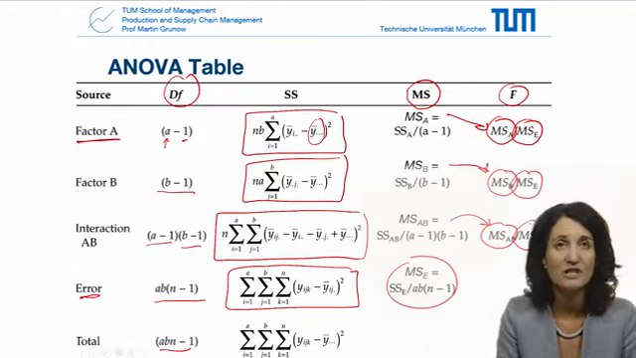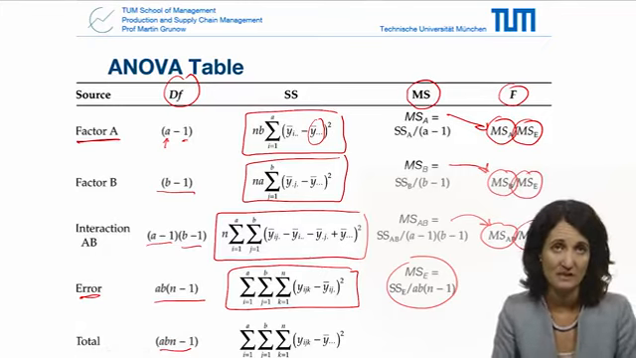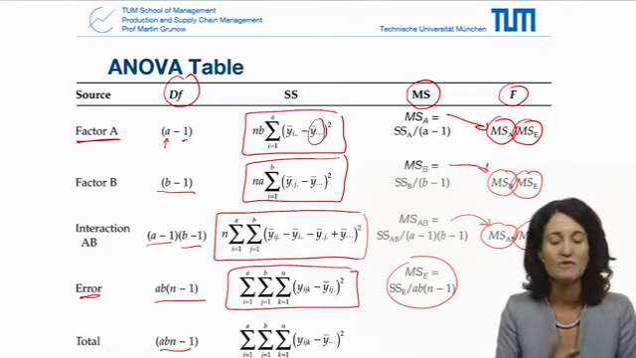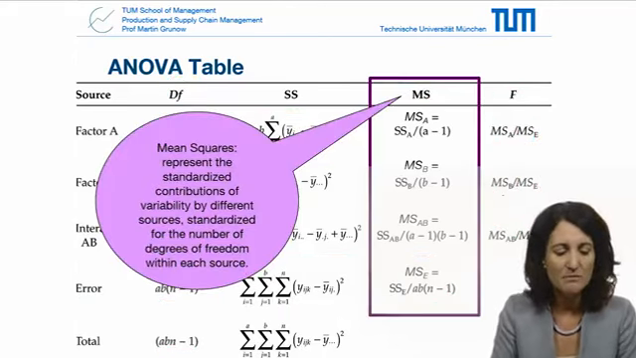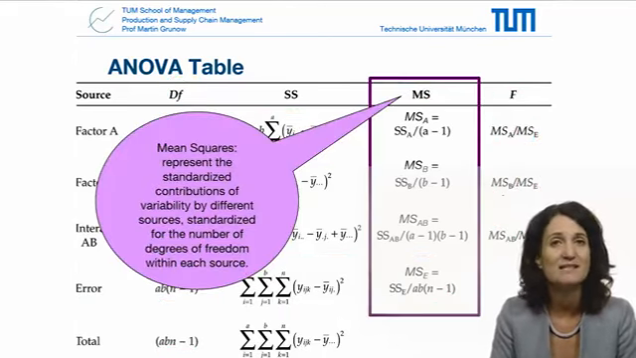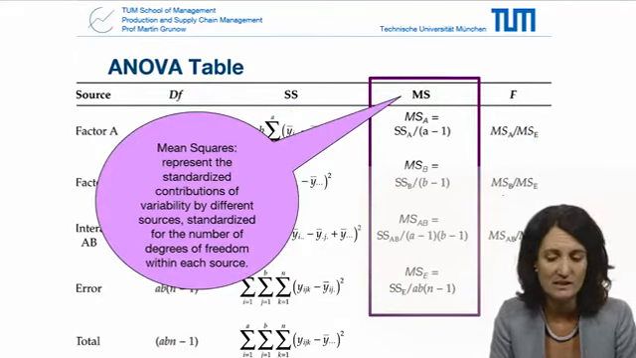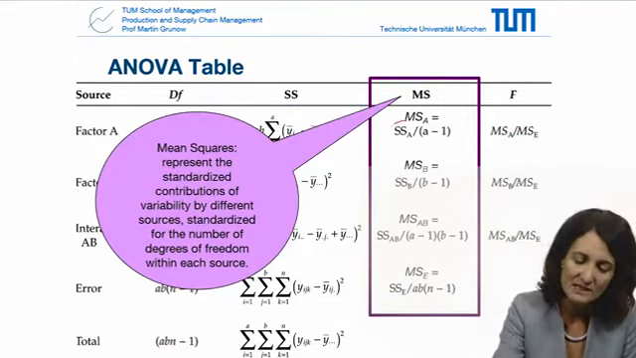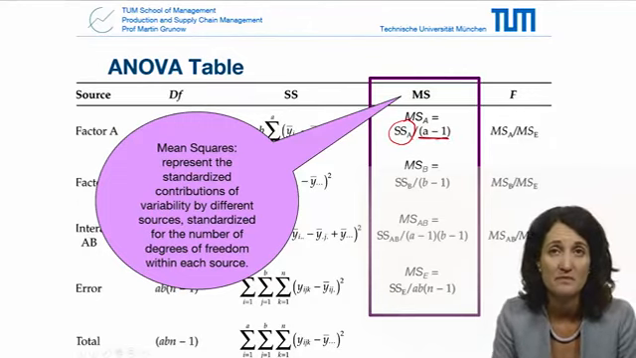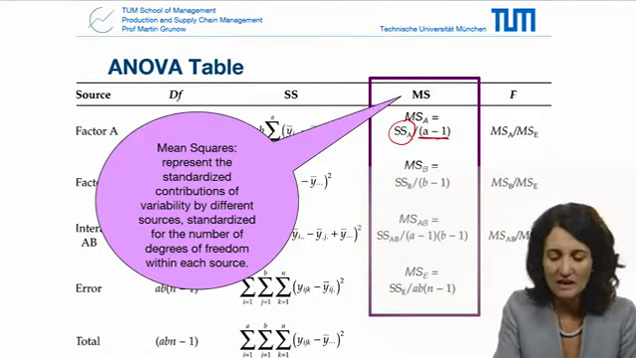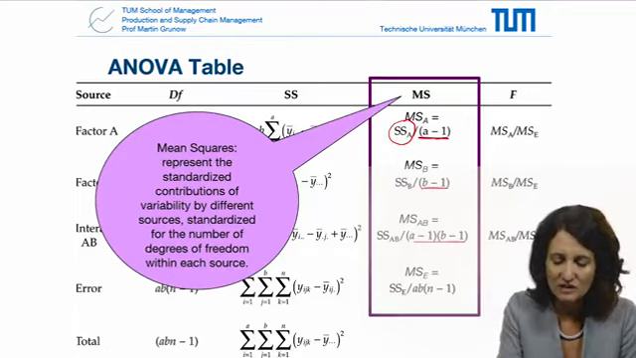So it's the same procedure, but this time we do it 3 times instead of just 1 time, because we have to look at both factors plus their interaction. Now again, the mean squares represent the standardized contributions of variability by the different sources. Standardized because we're taking the variability, the sum of squares from the particular source, and dividing it by the degrees of freedom. So we're standardizing for each different source.